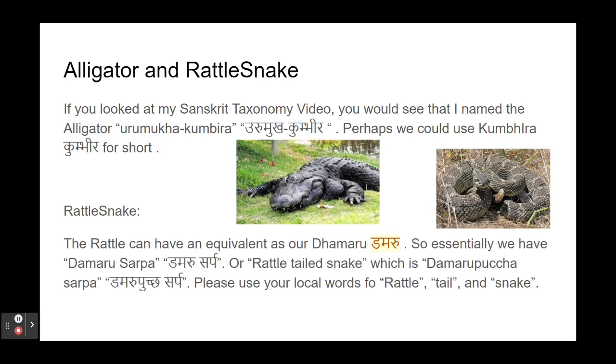Rattlesnake. The rattle can have an equivalent to our dhamaru. So essentially, we have a dhamaru sarpa, or a rattle-tailed snake, alternatively, which is dhamaru pucha sarpa. Please use your local words for rattle, tail, and snake.